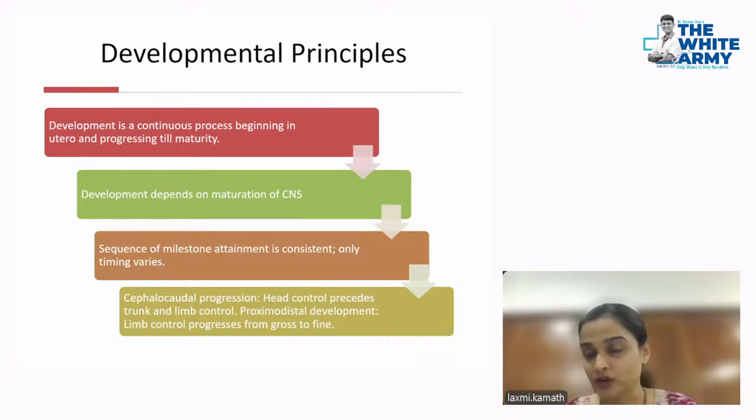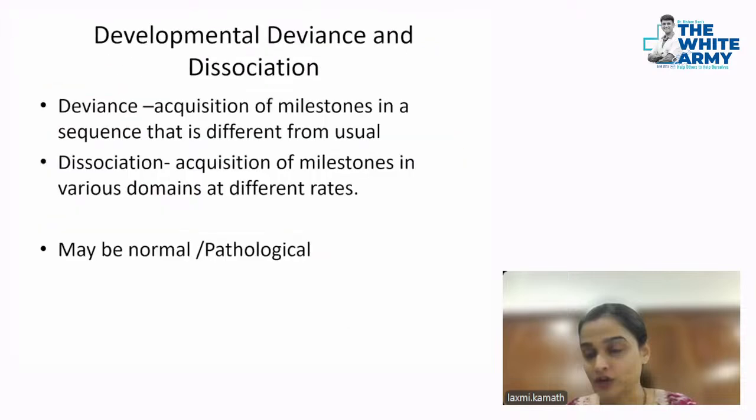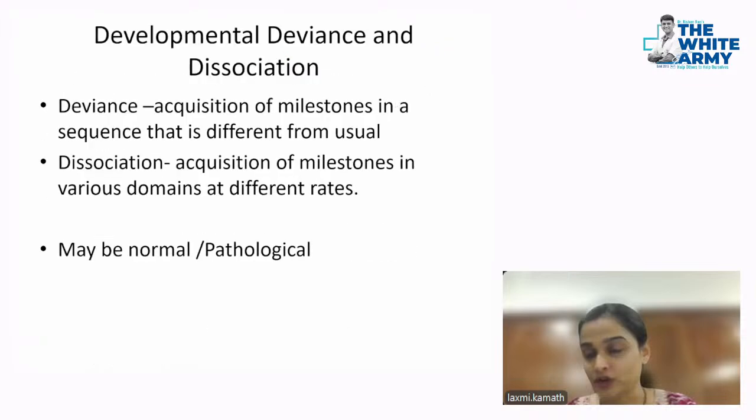This is the main building stone for our class today. Next, coming to a few words, that is developmental dissociation and developmental deviance. Whenever we talk about development, these two words come very often. Now, deviance means acquisition of milestones in a sequence that is different from usual.